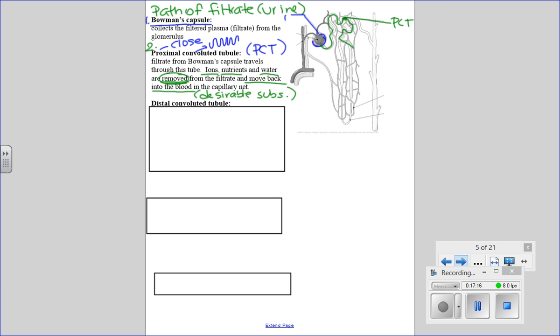Now, does this always work properly? Of course not. Sometimes you will have too much glucose in your blood, and that's usually a signal that someone is diabetic because not enough of it can be removed. Sometimes you might have too much sodium. Sometimes you might have too much water even. And so this is a spot that could be affected if these desirable substances are not taken out of the filtrate and put back into your blood.